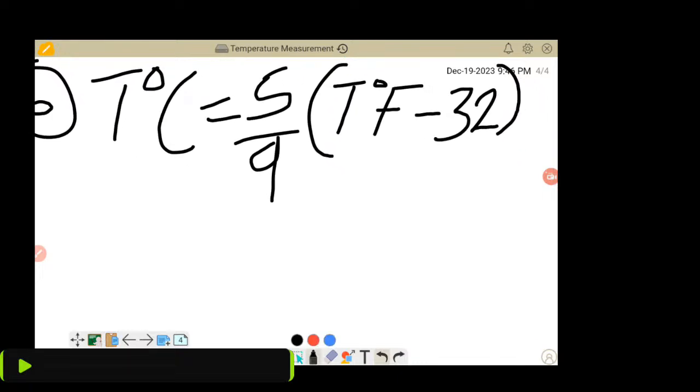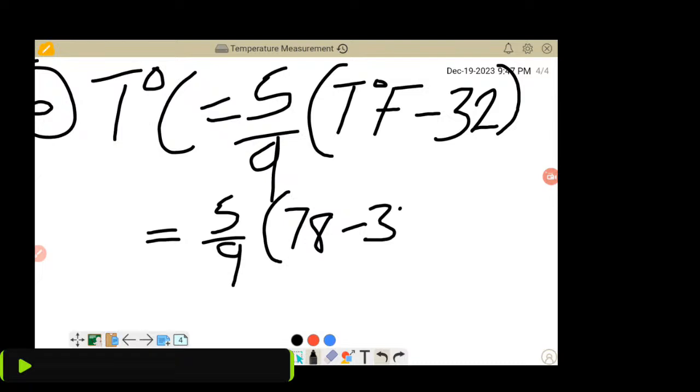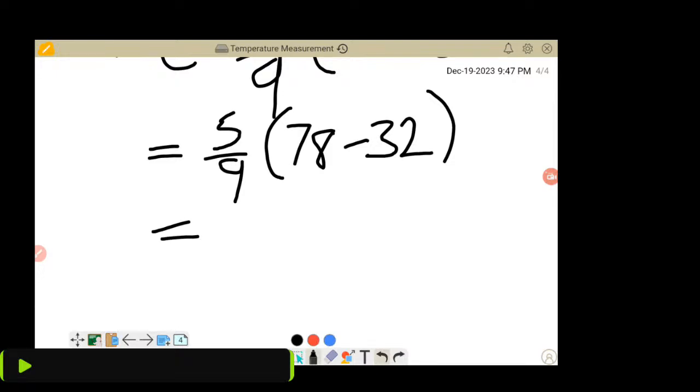So let's just substitute the value that we have. Remember, we are calculating it in degrees Celsius and also in Kelvin, and the value given to us is 78. So which means we are going to have 5/9 into 78 minus 32. You press this on your calculator, and we definitely have a value that is equal to 25.6 degrees Celsius. That is the temperature of 78 degrees Fahrenheit, equal to 25.6 degrees Celsius.